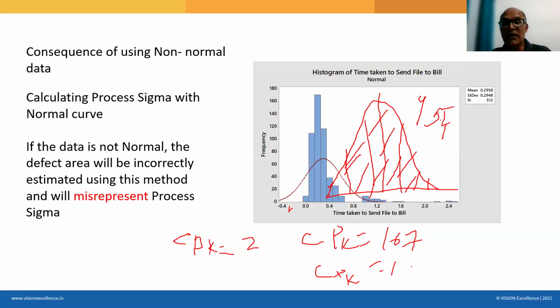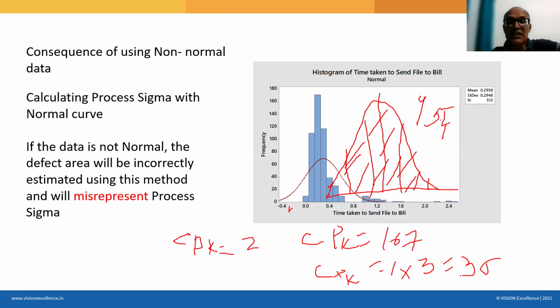When your CPK is 1, and you make 10 lakh parts, how many ppm do you have? What is your ppm when the CPK is 1? It is 2700 ppm. This is 3 sigma. When your process is capable to CPK 1, you are at 3 sigma. What is the speciality of 3 sigma? When your process is at the 3 sigma level, you are bound to have 2700 ppm.